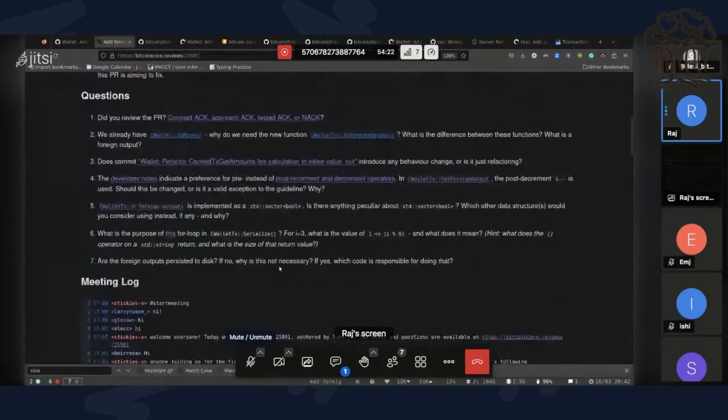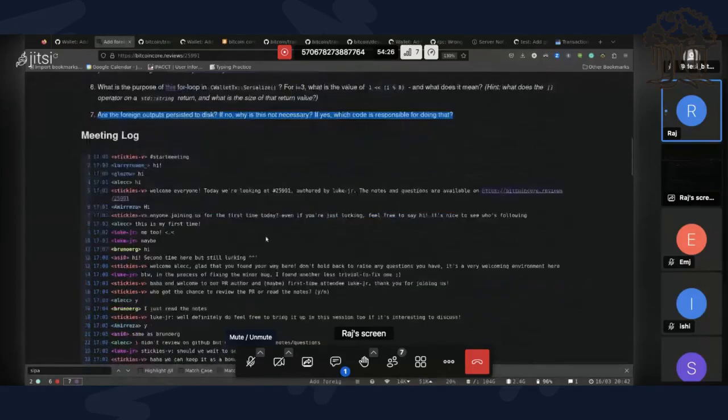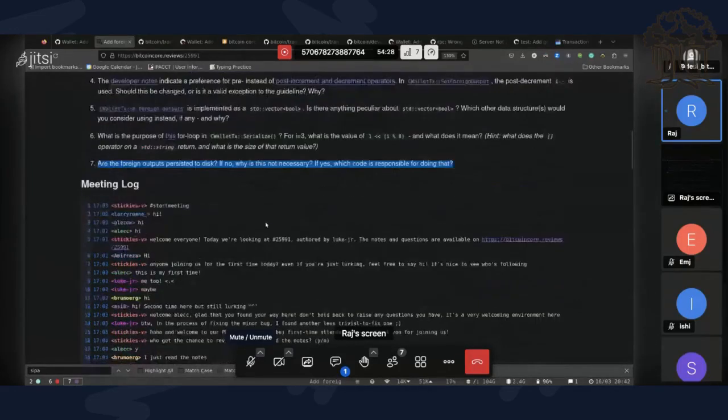So that's something. And there is this last question that wasn't discussed in the review club either. Are foreign outputs persisted on disk? If no, why is it not necessary? If yes, which code is responsible for doing it? Does anybody have like explored at least the first part of this question? Are the foreign outputs persisted on disk? Because me neither. I mean, I don't know about this, but again, back to the question.